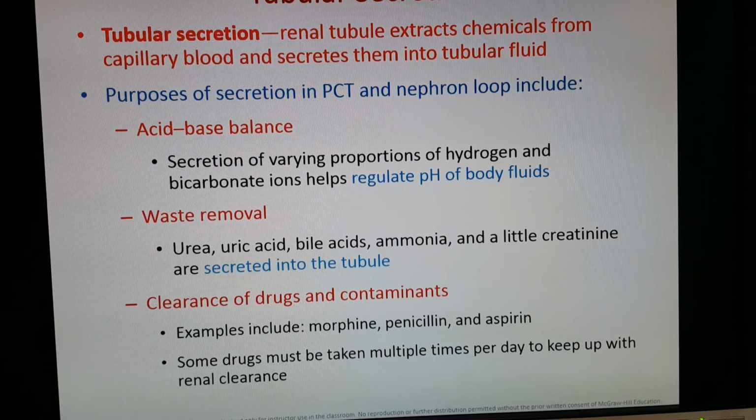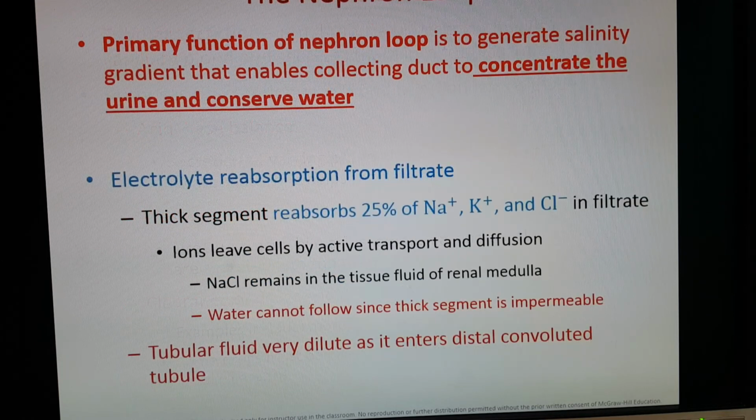So one major part of the tube that has to deal with this is your nephron loop. Primary function of it is to concentrate the urine and conserve water. So a lot of water movement in the nephron loop. So part of this is reabsorbing some of the electrolytes. So we're now taking electrolytes from the tube, reabsorbing it into the capillary.